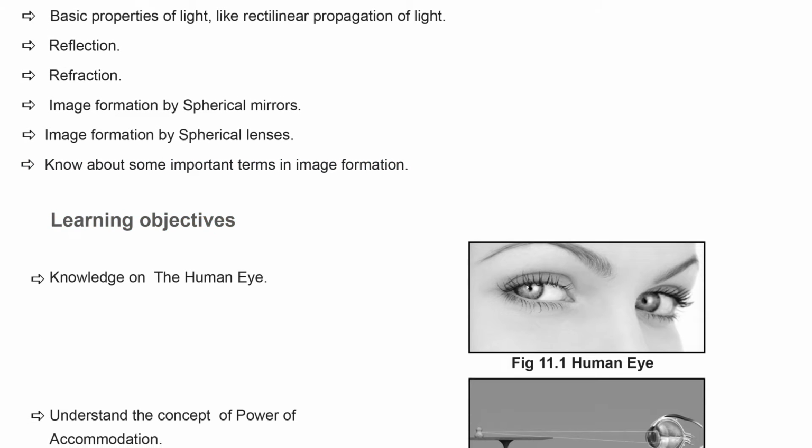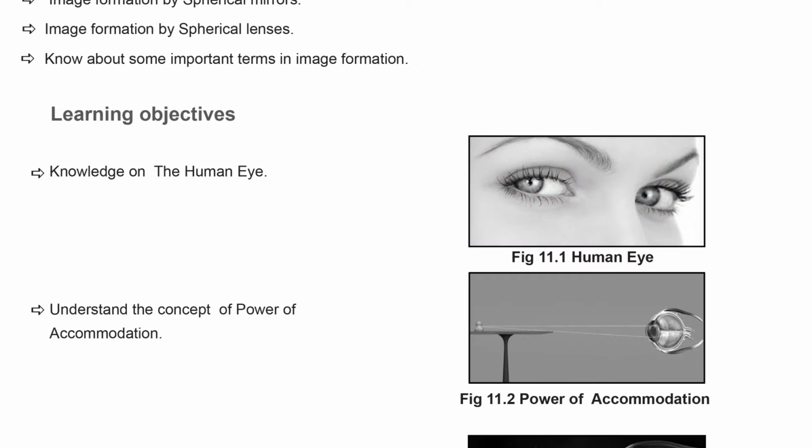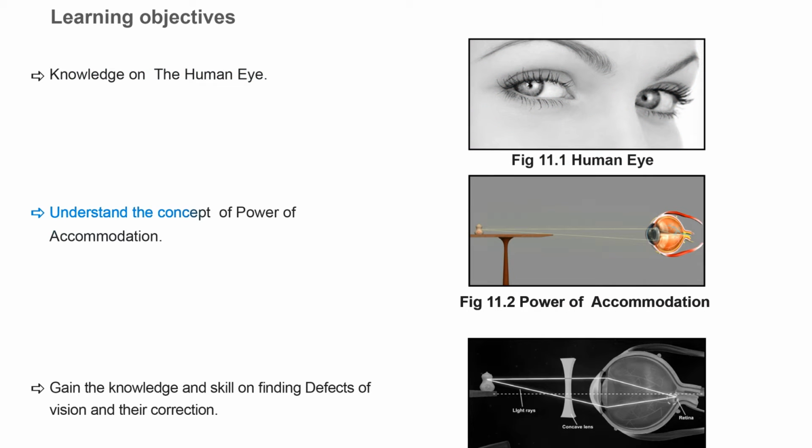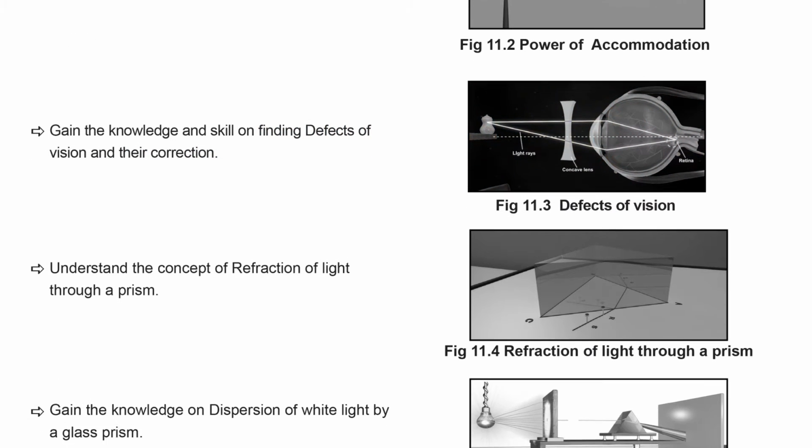Learning objectives. Have the knowledge on the human eye. Understand the concept of power of accommodation. Gain the knowledge and skill on finding defects of vision and their correction.